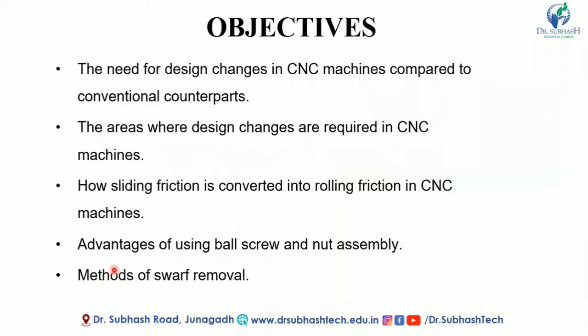So, what are the objectives of this lecture? The objectives are: the need for design changes in CNC machines compared to their conventional counterparts, the areas where design changes are required in CNC machines, how sliding friction is converted into rolling friction in CNC machines, the advantages of using a ball screw and nut assembly, and methods of swarf removal.